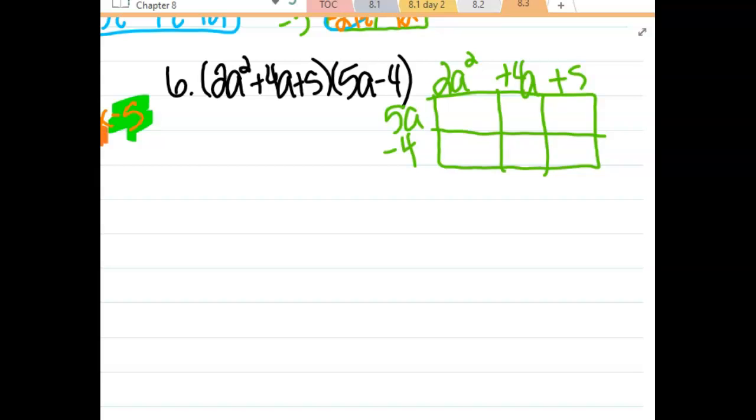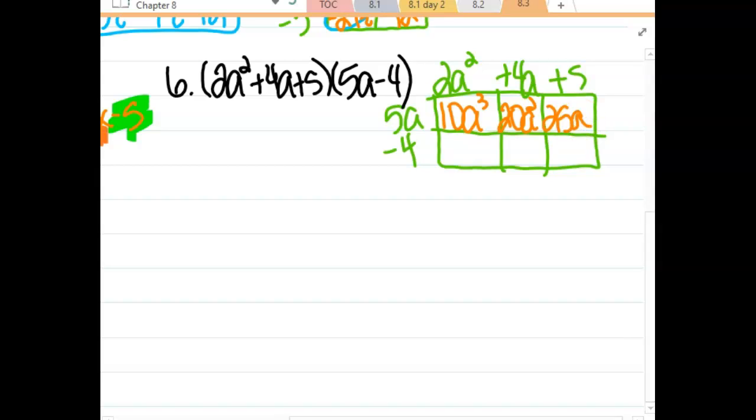And then just like the other ones, you're going to multiply to fill in. So 5a times 2a squared. I like this because you can take it a little slower. You can do 5 times 2, which is 10. A times a squared is a cubed. My next box is going across. 5a times 4a. 5 times 4 is 20. A times a is a squared. And then the last box, 5a times 5 would be 25a.